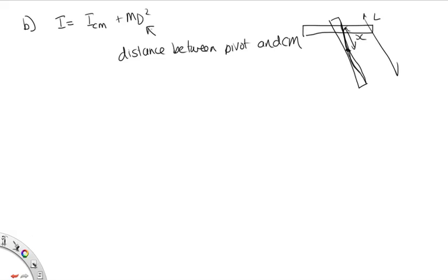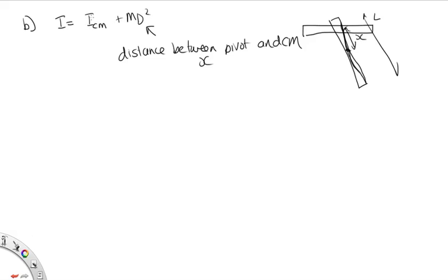Okay, so to do this we're going to have to use the parallel axis theorem, which tells us that I is equal to the moment of inertia about the center of mass plus md squared, where d is given as the distance between the pivot and the center of mass. So in our case this is x. That's how we defined x. So this term will just be mx squared.